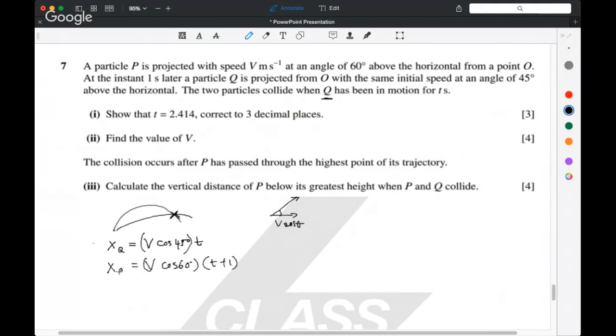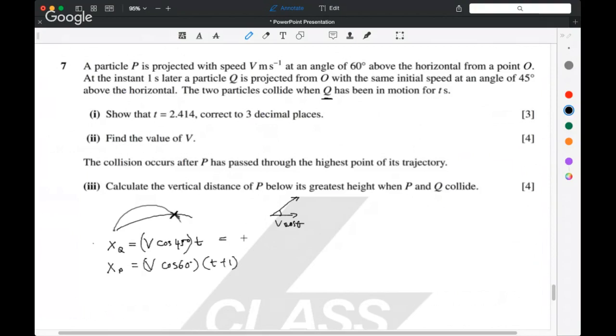Because when p is fired, time is equal to minus 1. So its distance is minus 1 plus 1, which is 0 traveled. Whereas for q, it's fired at time t is equal to 0, which is 1 second after minus 1 second. So yeah, they've done it a little bit confusingly here, but this is correct.